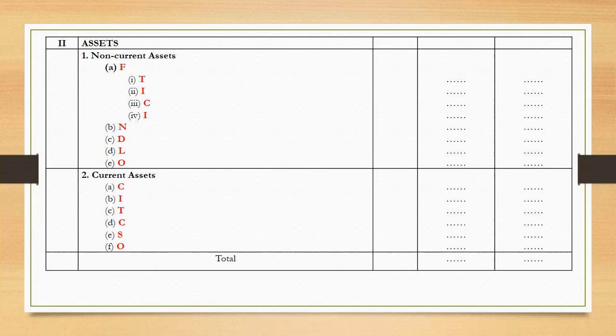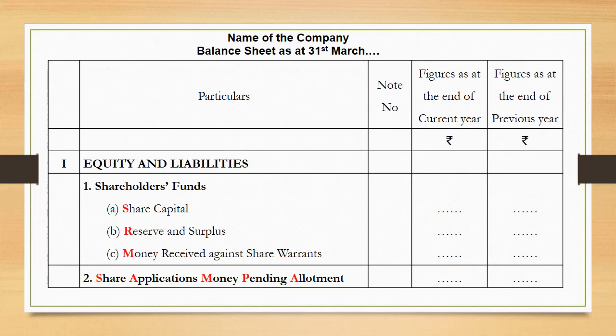Now let us see what is all there, like for SRM, SAMPA, DOLL, TOSS, and then FATAFAT, TIKI, NEW DELHI, LO, and CIT CSO CASO. Right? Let us see the contents. You can see there the proper format. Equity and liabilities, shareholders funds. SRM is nothing but share capital, reserves and surplus, and money received against share warrants. SAMPA is share application money pending allotment.